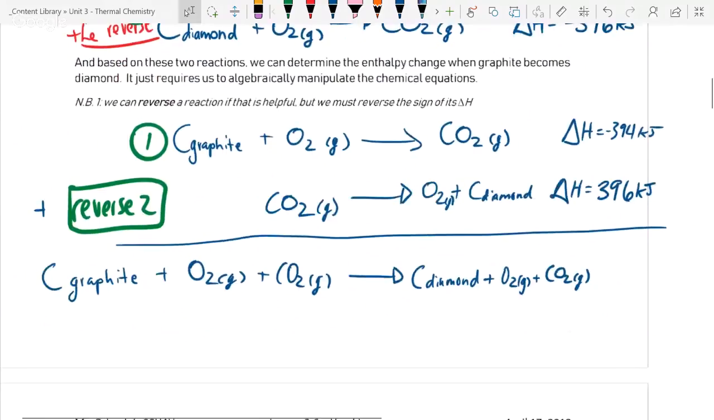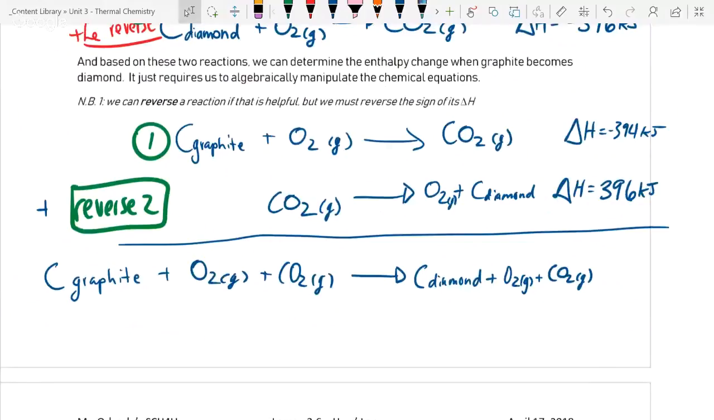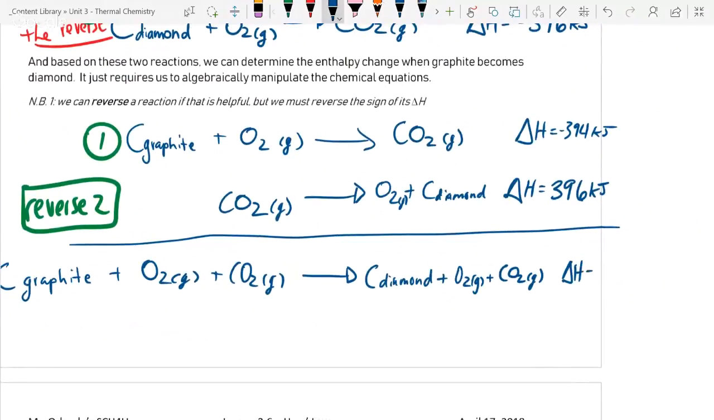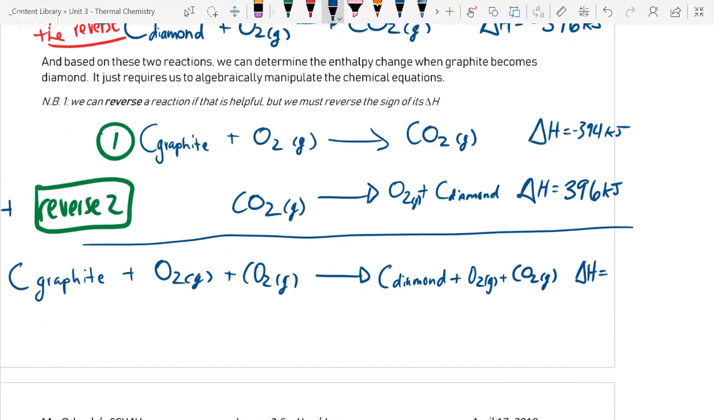And lastly, what do I need to calculate? If I added up the equations, I also have to add up. And negative 394 plus 396 is what? 2. Now, what do you notice about this equation? Just like in math, what would you notice about this equation?